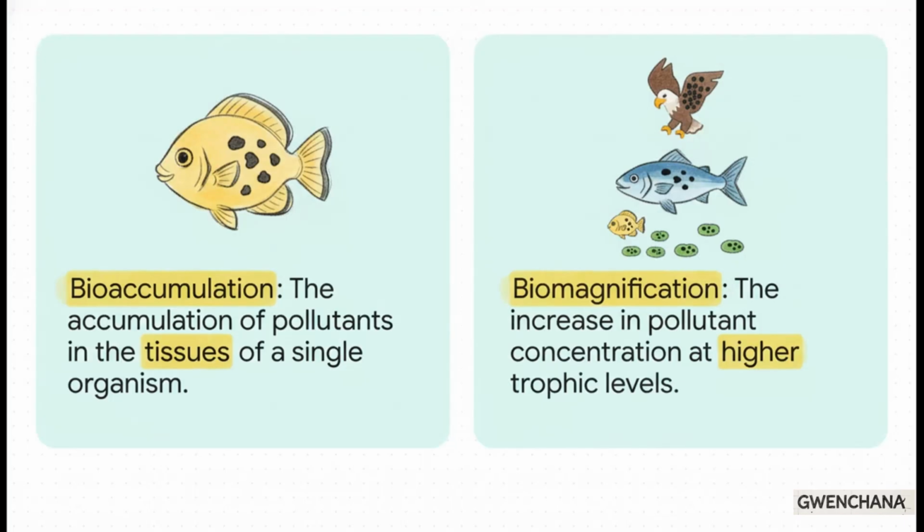Okay, to really get this, we need to know two key ideas. They sound similar, but they're different. First, you've got bioaccumulation. That's just the buildup of a pollutant in one single animal over its life. But then you have biomagnification. And this is where things get really, really dangerous. It means the concentration of that pollutant actually goes up as you move up the food chain.